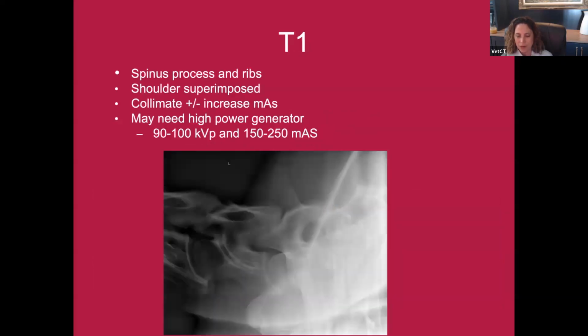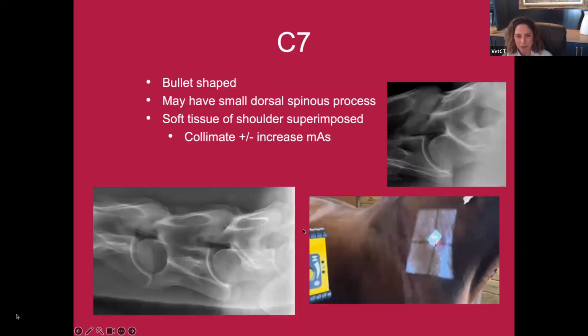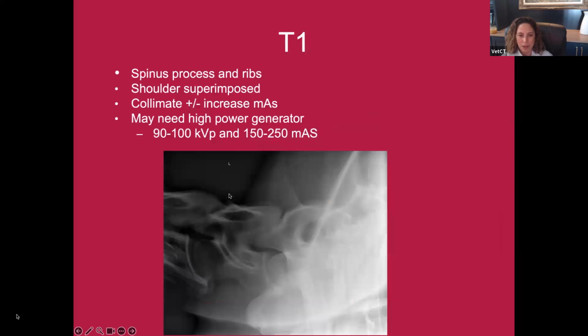And then finally, T1. Now this area is even further under the shoulder, so we can actually start to see the scapula here coming in. But here's our body of T1, and we have ribs coming off and a true dorsal spinous process on this. And that reminds me, I should say here, C7 also sometimes has a little baby dorsal spinous process. So just because you see that doesn't mean it's T1. That can be present and it may not be present on C7.